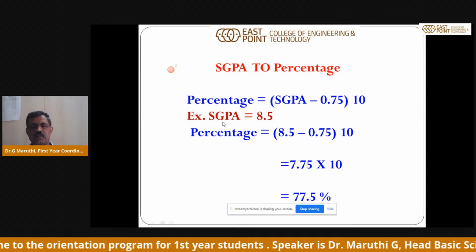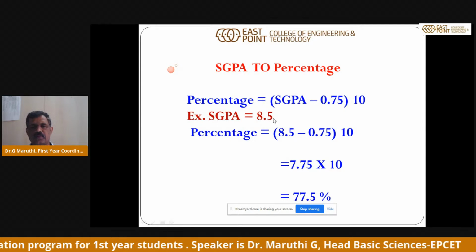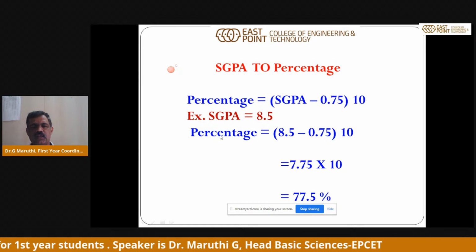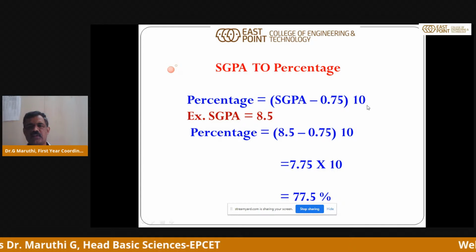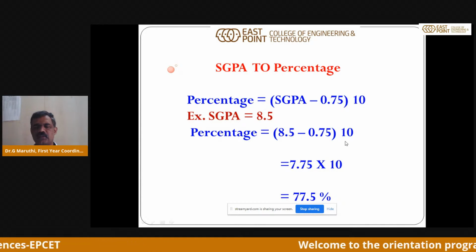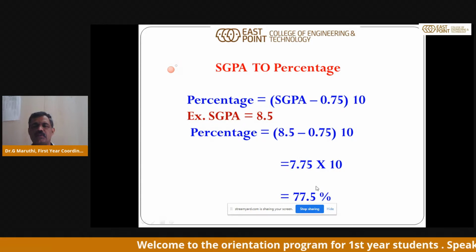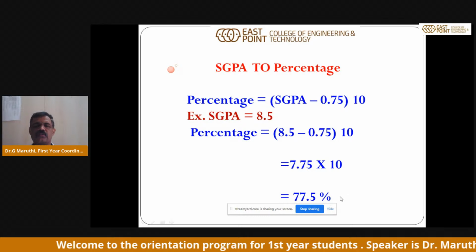Say for example, a particular student has got an SGPA of 8.5. Then how do you calculate the percentage? Percentage is equal to SGPA minus 0.75, into 10. So therefore it is 8.5 minus 0.75, into 10. So that is 7.75 into 10. 77.5 is the percentage.